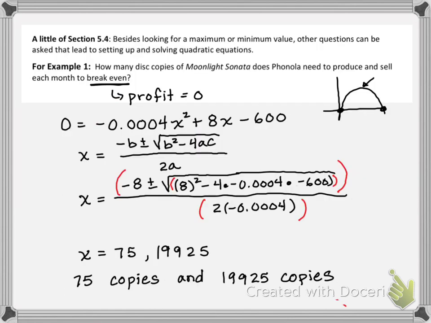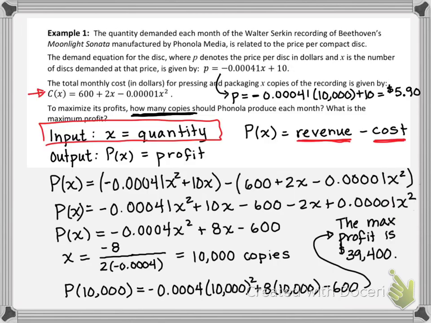But if we were thinking about this whole 75 and 19,925 copies, we know that we break even either way. But in the real world, we might have a factory that has a certain capacity, and it might not make sense. If we have a factory with a capacity of like 14,000, it's going to take a whole new factory to get that 19,000, which is going to change that equation, right? Because all of a sudden our costs are different.